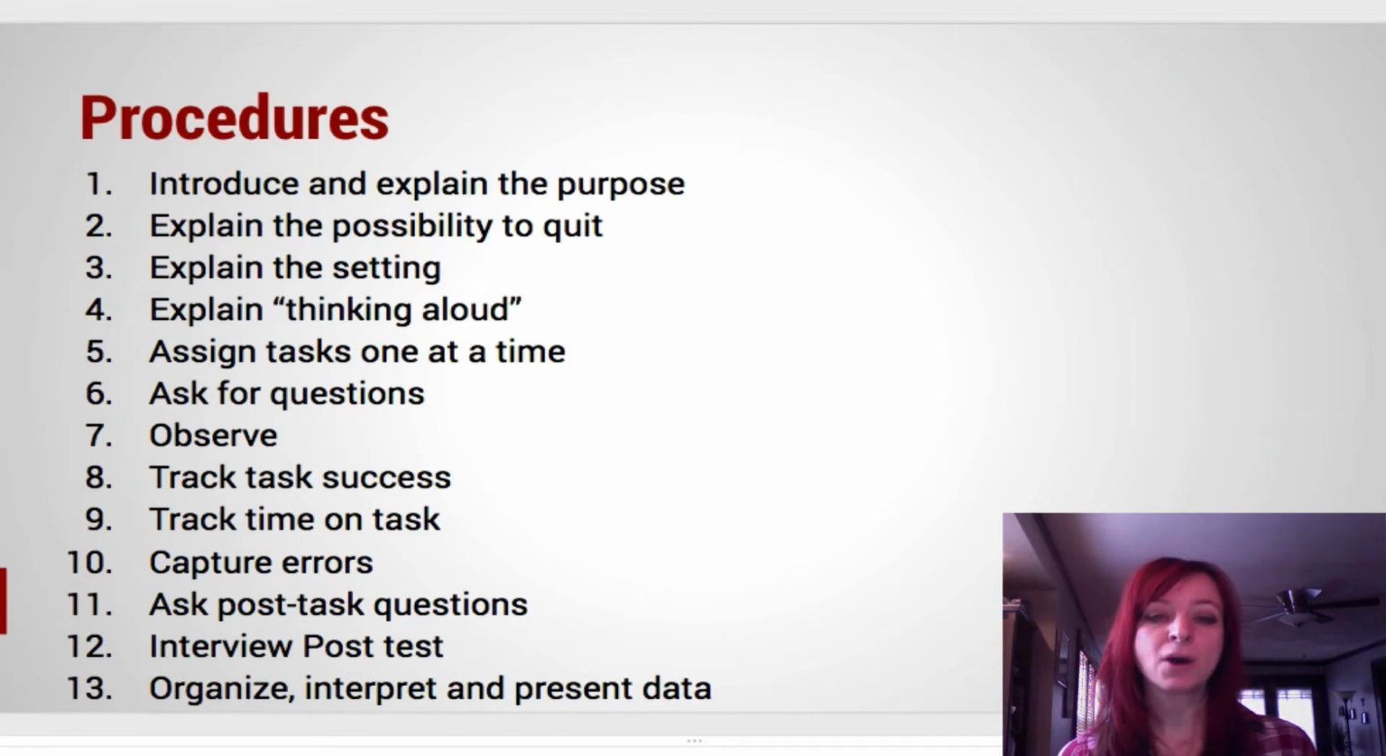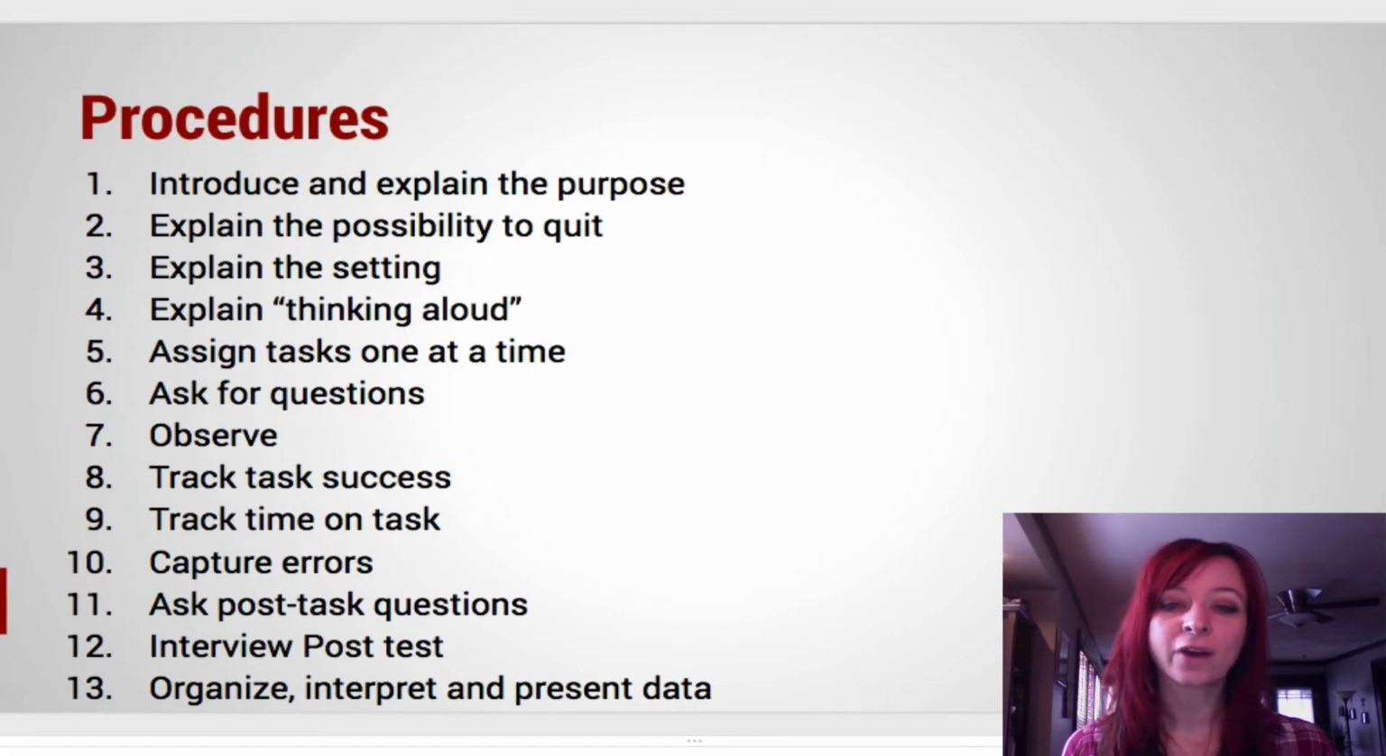And then you can ask post-task questions, so after each task or after all the tasks together. Either way, you can ask some questions about the site. You can go back and visit any areas they struggled with or anything that they seem to like and ask about those. A lot of times post-task questions will be decided upon before any testing is done. You can do an interview post-test. So you can, after the whole thing, sort of talk about not necessarily what happened with the tasks, but just about the site or the idea of the site.